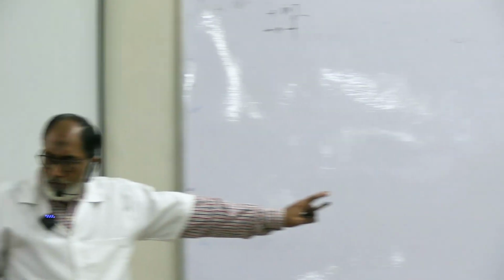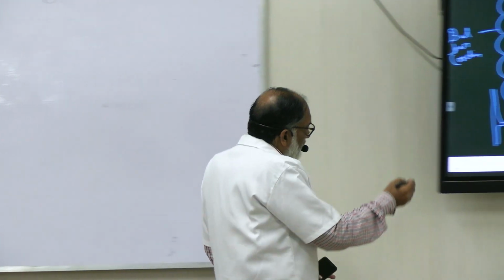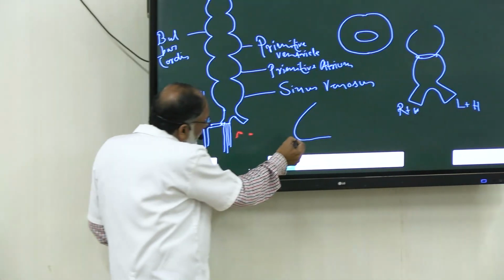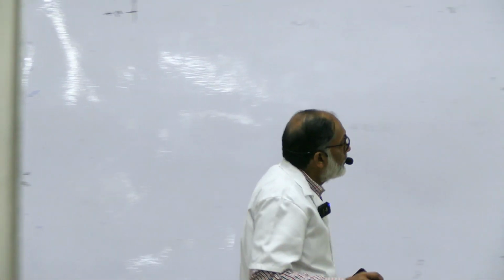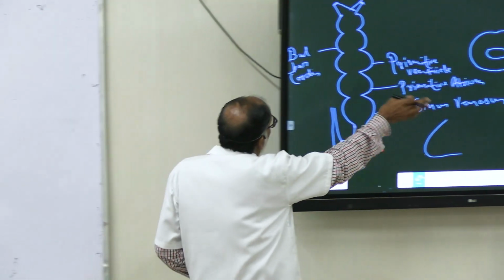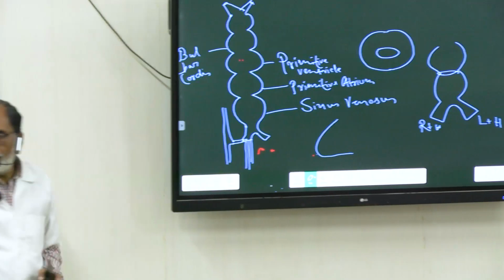Just to give an idea, I am drawing this, not in full. This U-shaped, this is the heart tube. The apex of this U-tube is actually occupied by the ventricle, the primitive ventricle. Apex is occupied by the primitive ventricle.